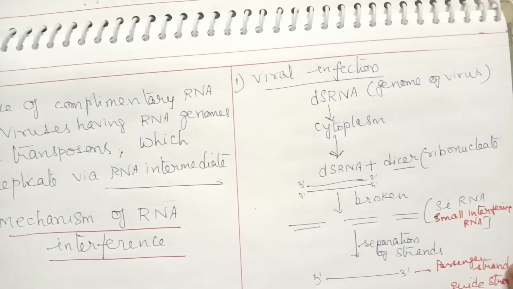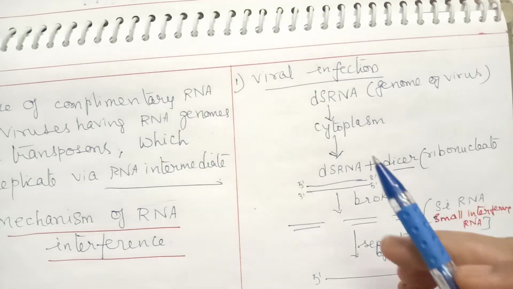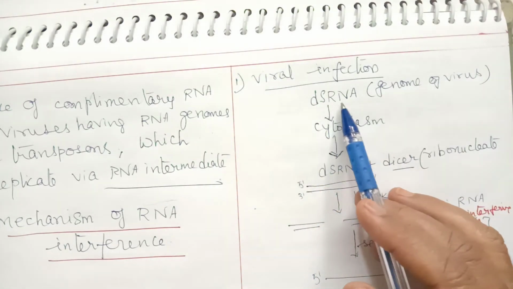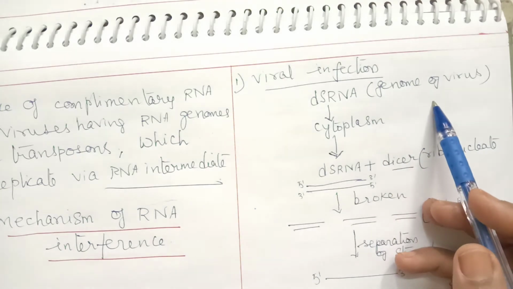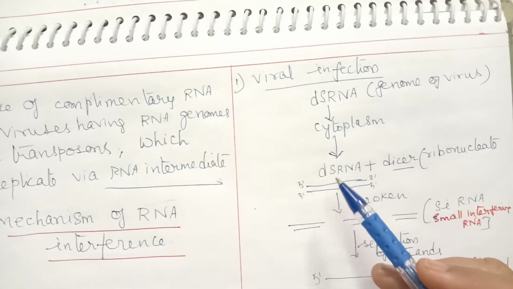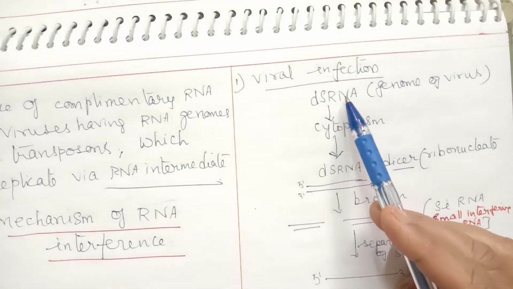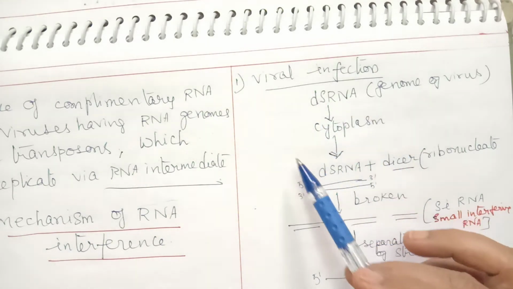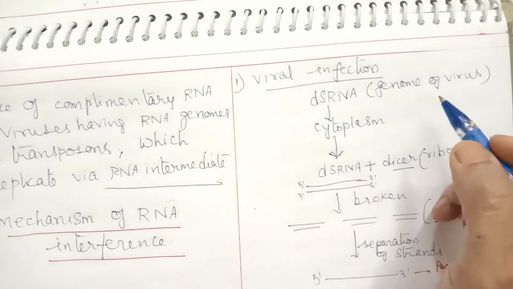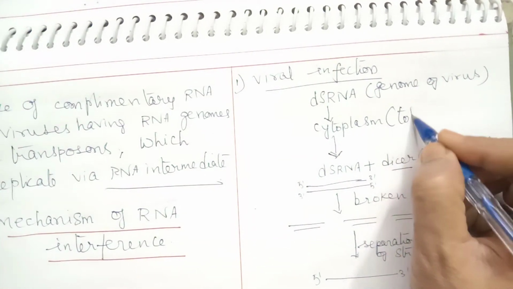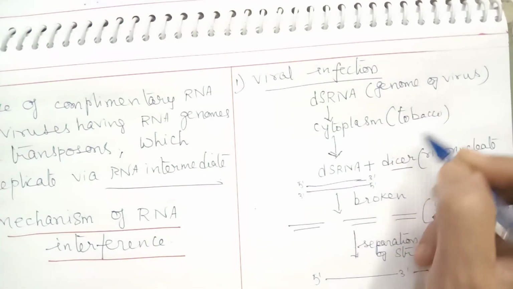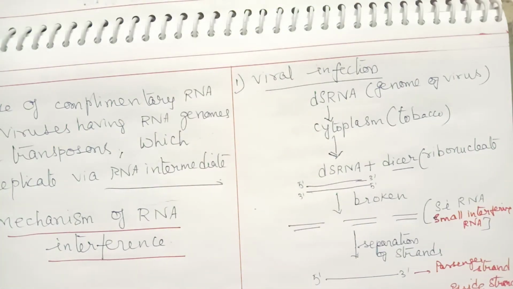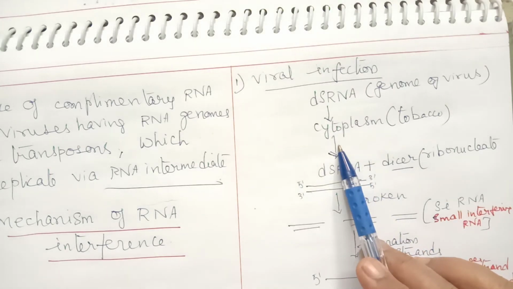Viruses having RNA as a genome. Suppose during viral infection, double-stranded RNA is the genome, the genetic material, of the virus. This double-stranded RNA can enter the cytoplasm of the host cell. Here we are taking the host as the tobacco plant. So this viral double-stranded RNA enters the cytoplasm of the host plant.